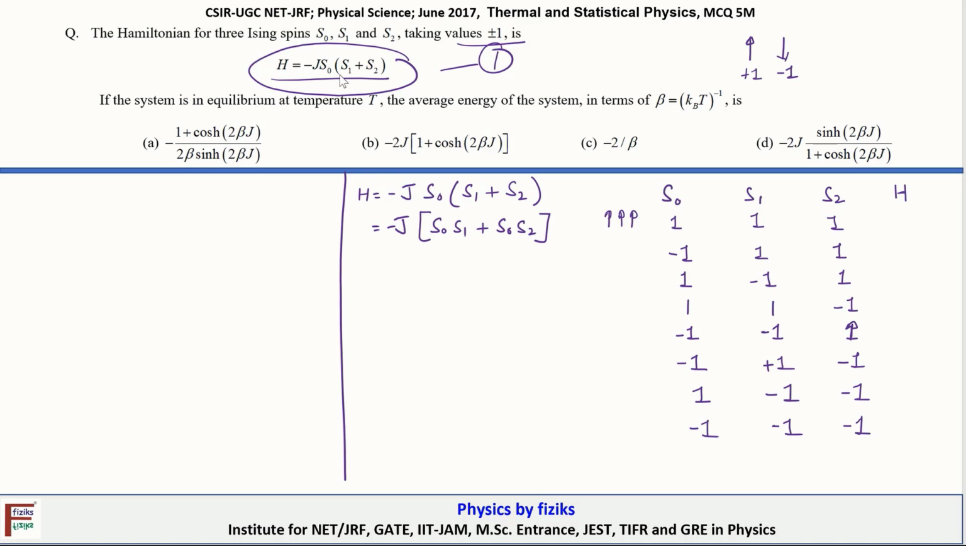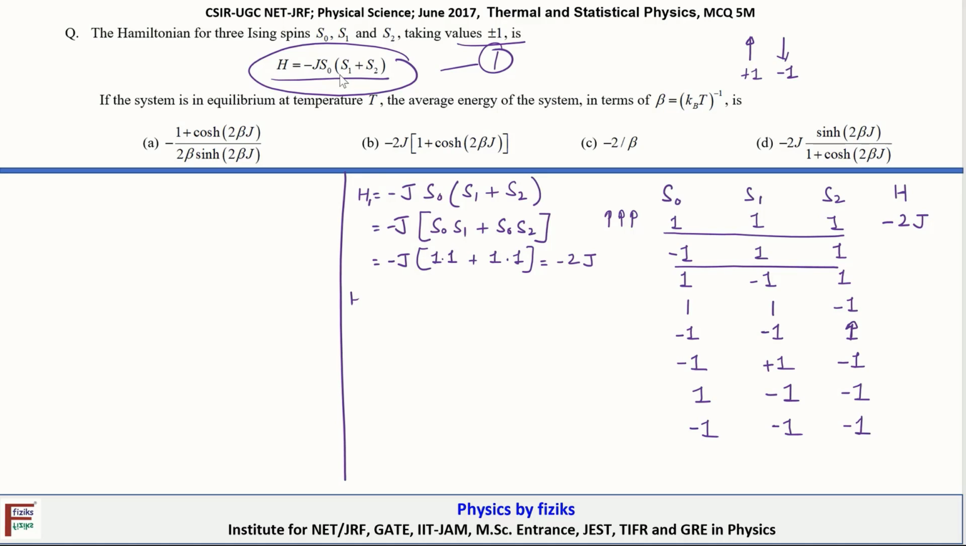Now let's take a look at the first case, where all the spins are pointing in the upward direction. That means S0, S1 and S2 all have the positive value of unity. So the corresponding interaction energy will be minus J, S0 and S1, 1 multiplied by 1, plus 1 multiplied by plus 1. So 1 plus 1 gives us 2, multiplied by minus J, so the corresponding interaction energy will be minus 2J. We will write here minus 2J. Let's call this H1.